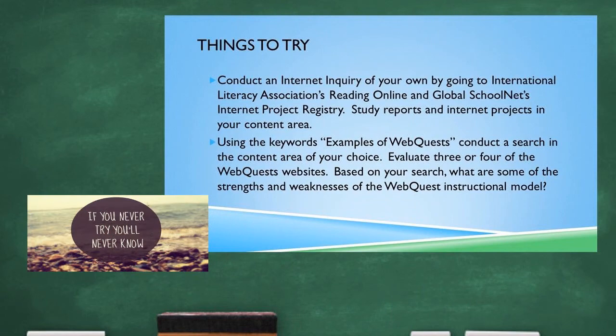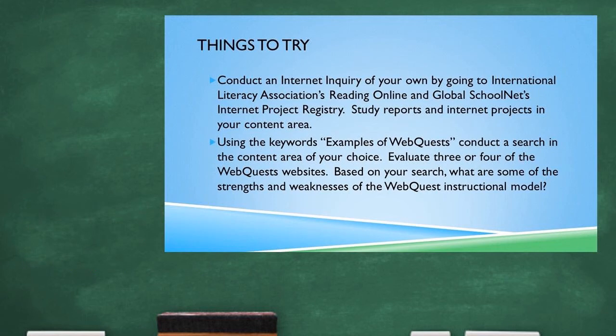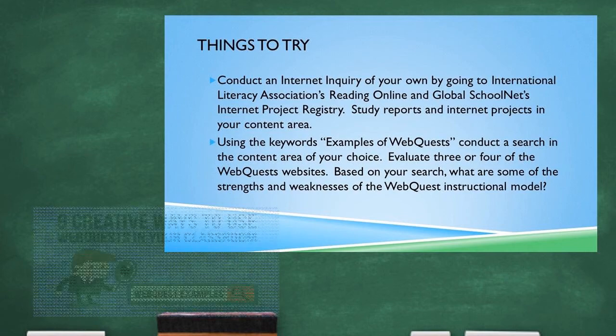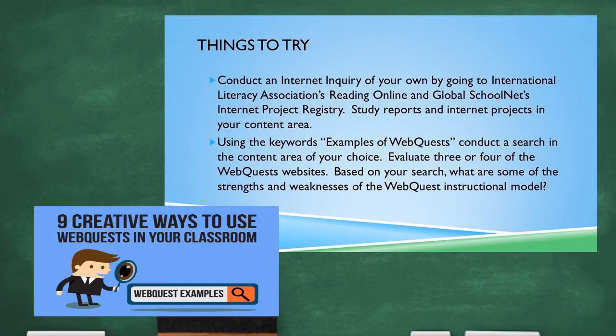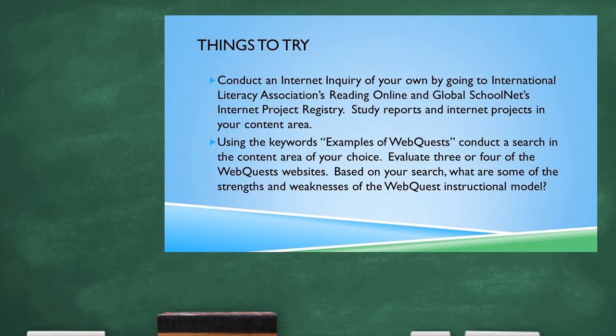Things to try. Conduct an internet inquiry of your own by going to International Literacy Association's Reading Online and Global SchoolNet's Inquiry Project Registry. Study reports and internet projects in your content area. Use the keywords "example of web quests" and conduct a search in the content area of your choice. Evaluate 3 or 4 of the web quest websites. Based on your search, what are some of the strengths and weaknesses of the web quest instructional model?